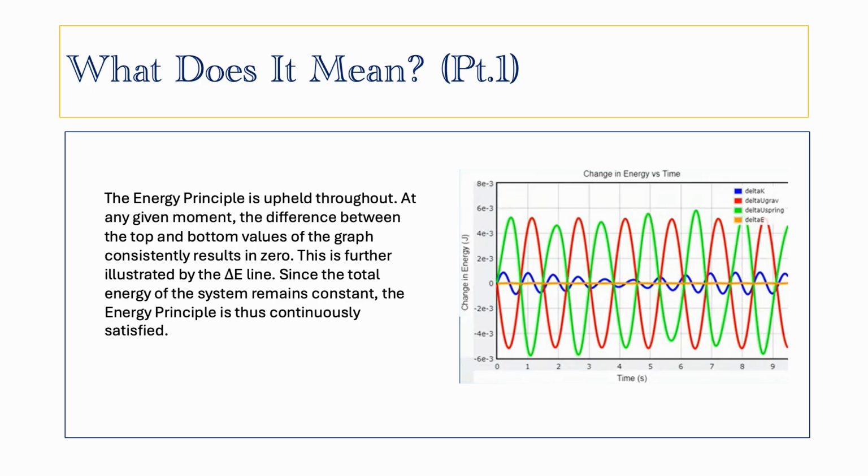Now, what does it mean? For our model system, is the energy principle satisfied? So the energy principle is upheld throughout. That means it is satisfied. At any given moment, the difference between the top and bottom values of the graph consistently results in 0. This is further illustrated by the delta E line. Since the total energy of the system remains constant, the energy principle is thus continuously satisfied.